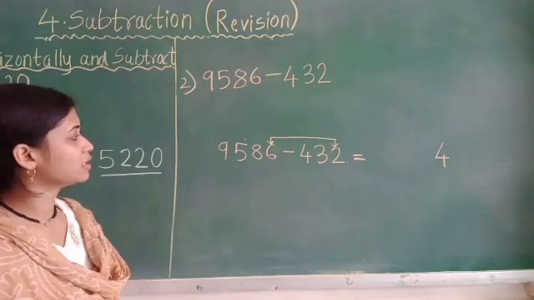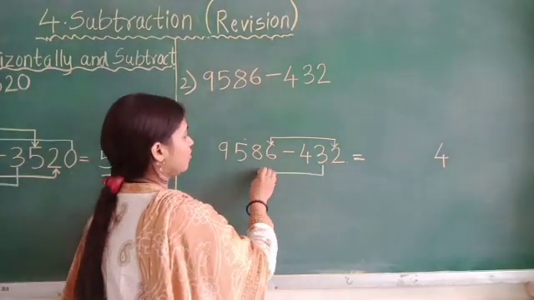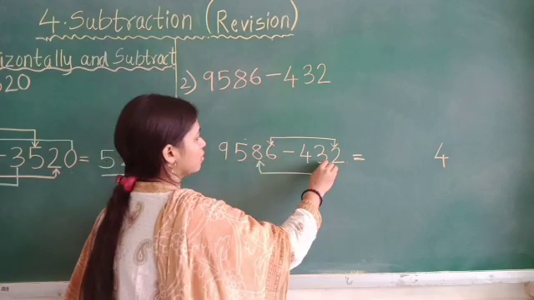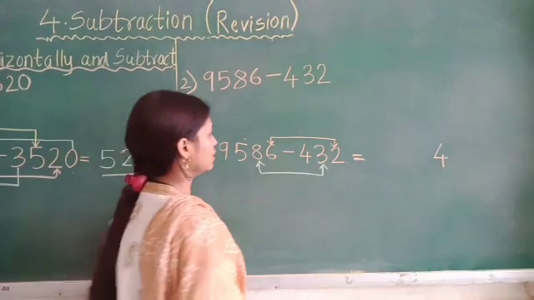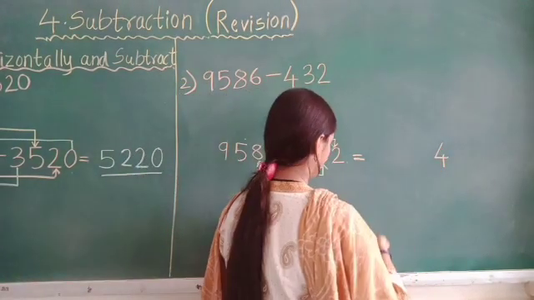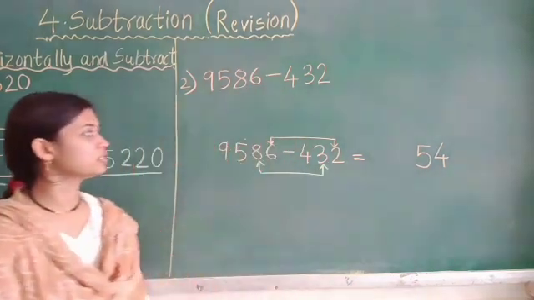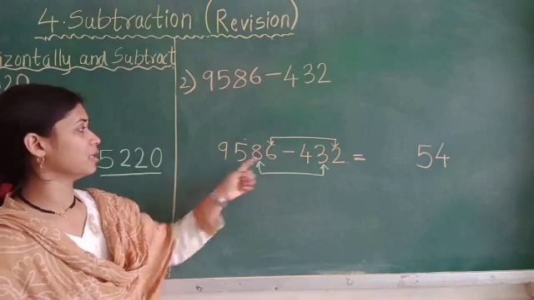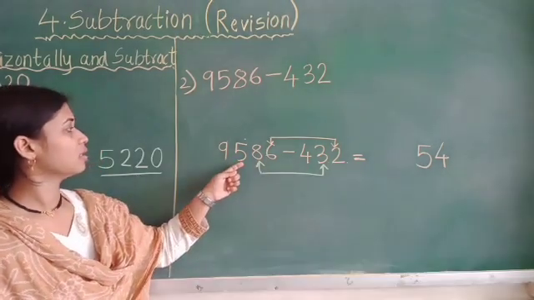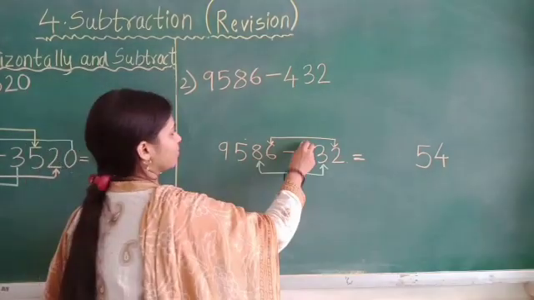Now we will see the number which is in the tens place. What is in the tens place here? 3 we will subtract from 8. 8 minus 3 is how much? 8 minus 3 is 5. Now we will see the number which is in the hundreds place. 4 in the hundreds place and 5 here is in the hundreds place. So we will subtract.